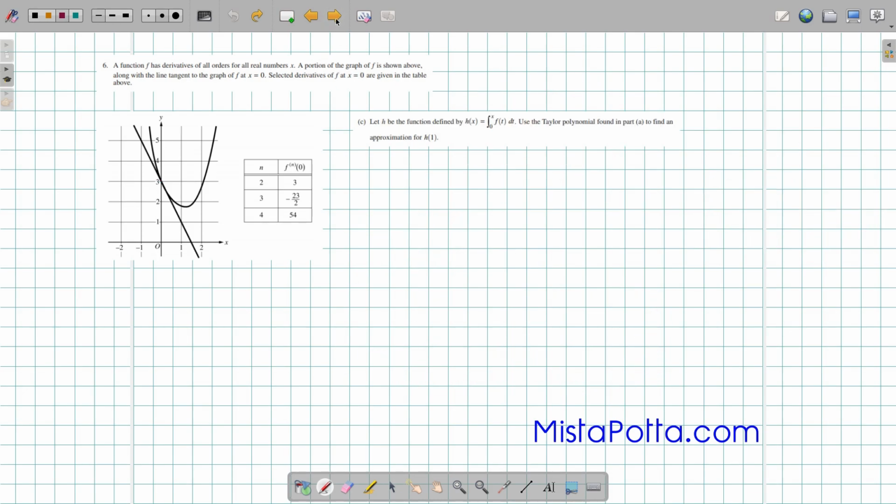On to part C, it says let h be the function defined by h of x equals the integral from 0 to x of f of t dt. Use the Taylor polynomial found in part A to find an approximation for h of 1.